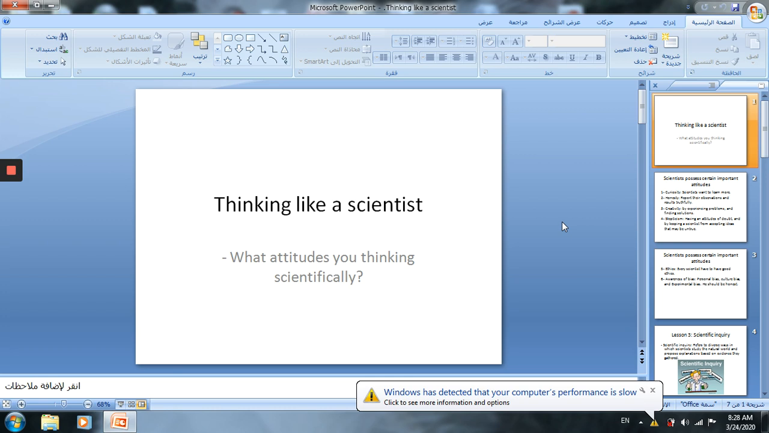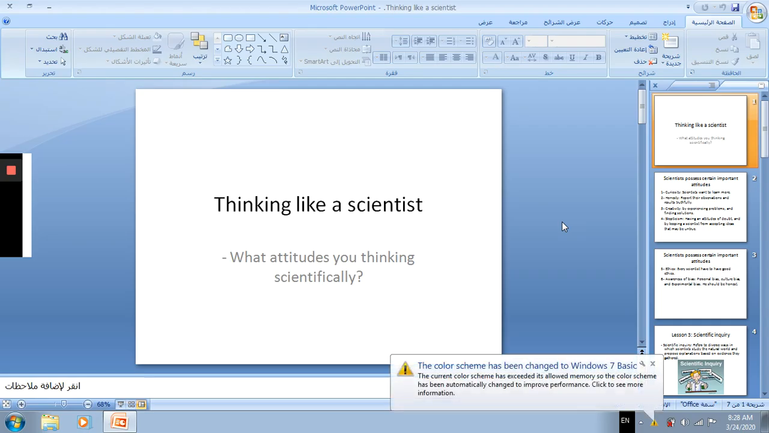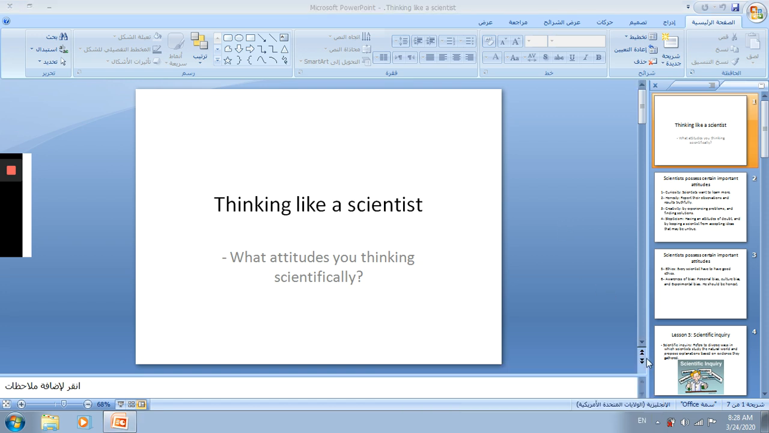So this session is for science, grade 6. So let's get started. This is lesson 2, page 10, thinking like a scientist. Now our goal for this lesson is what attitudes you need for thinking scientifically.